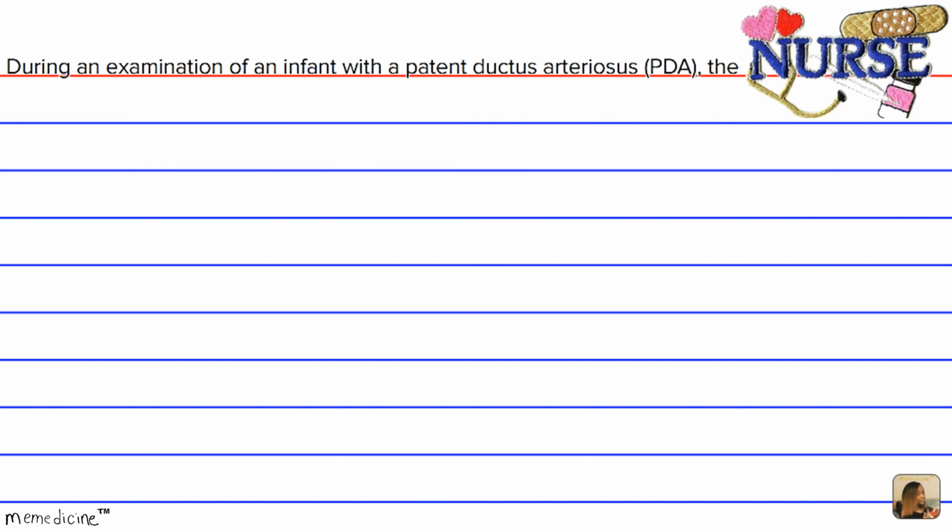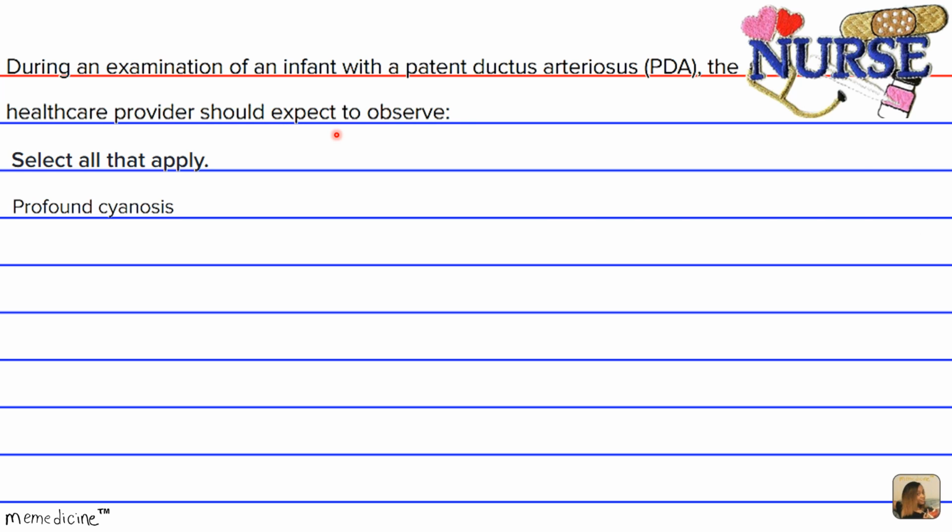During an examination of an infant with a patent ductus arteriosus, the healthcare provider should expect to observe, select all that apply. Profound cyanosis. Cyanosis is a bluish discoloration of the skin, and it's due to poor circulation or inadequate oxygenation of the blood.